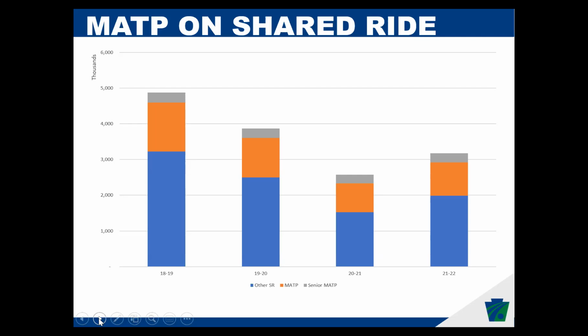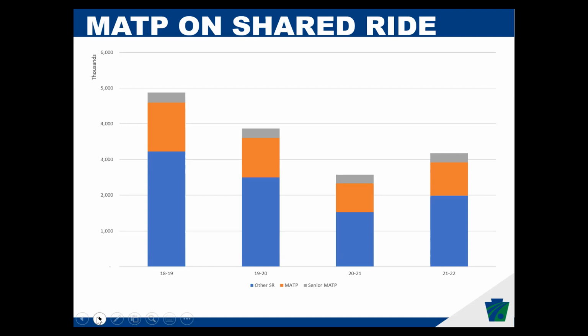For these senior trips that are sponsored by MATP, PennDOT actually covers 85% of the trip costs through the lottery funding, and the Department of Human Services covers the remaining 15%. But as you can see from the chart, MATP makes up about a third of the overall shared ride service and plays a critical role in the overall cost structure of the coordinated shared ride system.